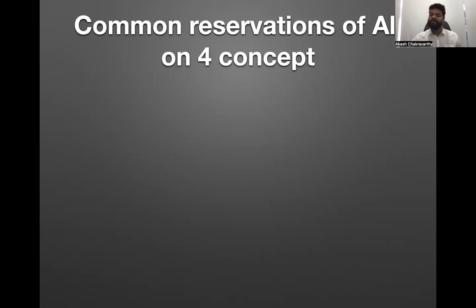Now, the common reservations about the All-on-4 concept. When I talk about All-on-4, a lot of doctors have a few common reservations. I thought I would address a few of them. Whenever I say All-on-4, these are the questions that a lot of people ask. What about cantilever?